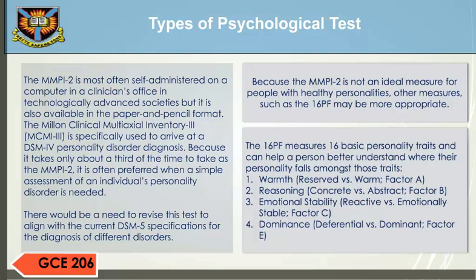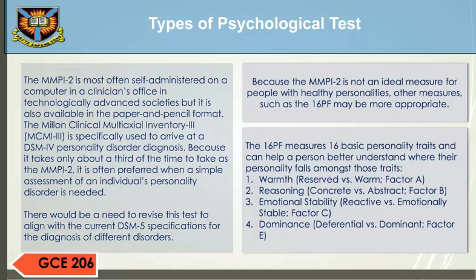Because the MMPI-2 is not an ideal measure for people with healthy personalities, other measures such as the 16PF may be more appropriate. The 16PF measures 16 basic personality traits and can help a person better understand where their personality falls among those traits.